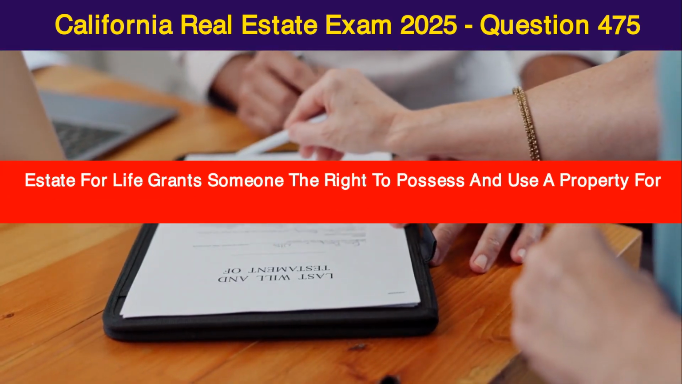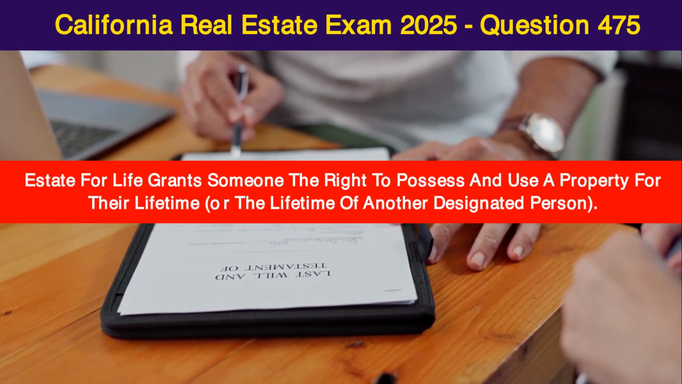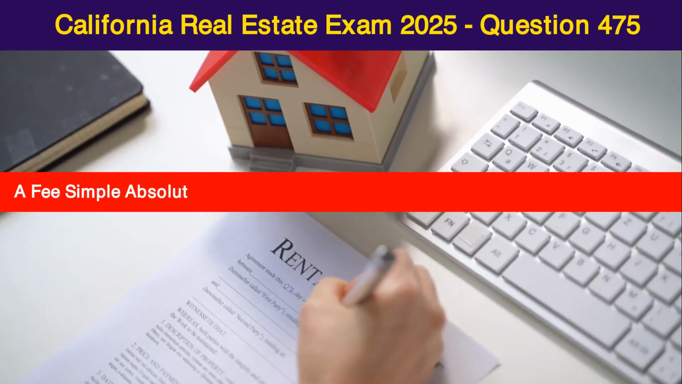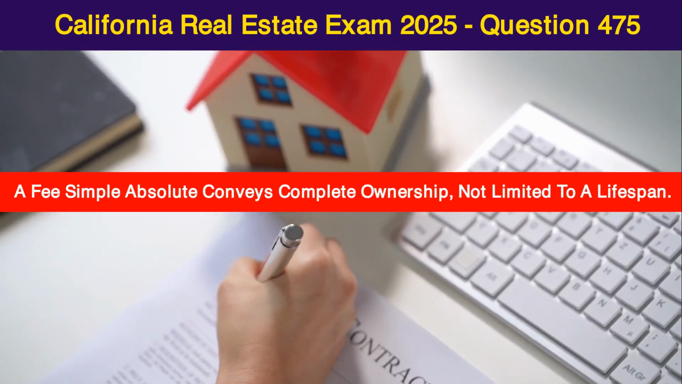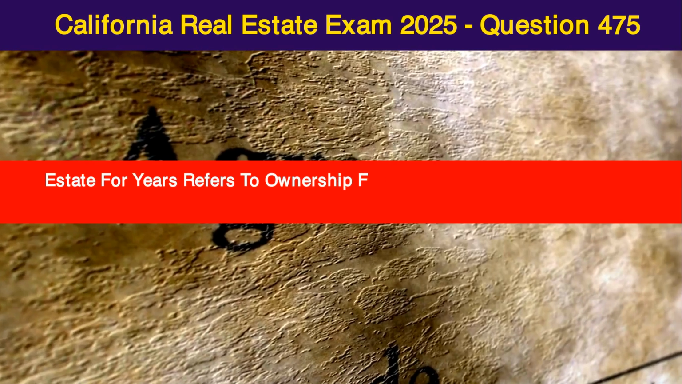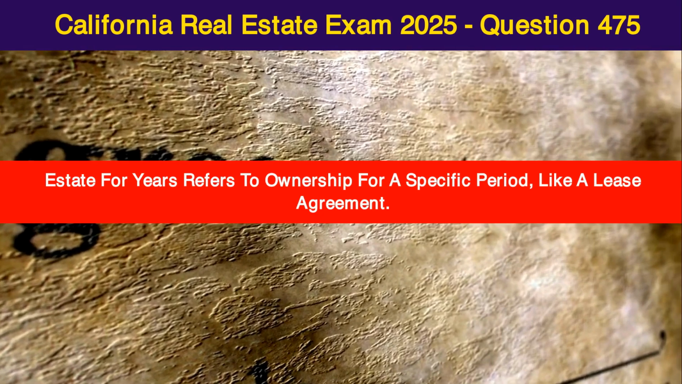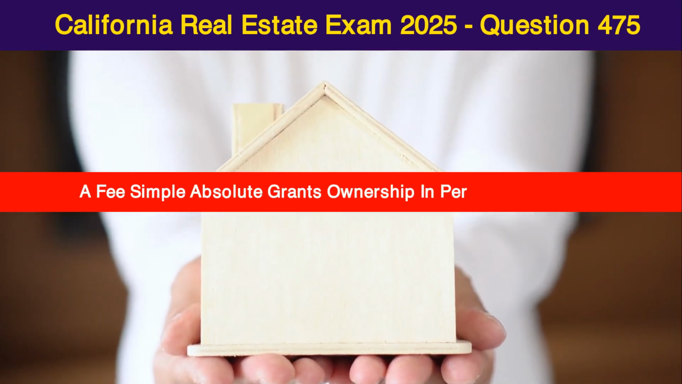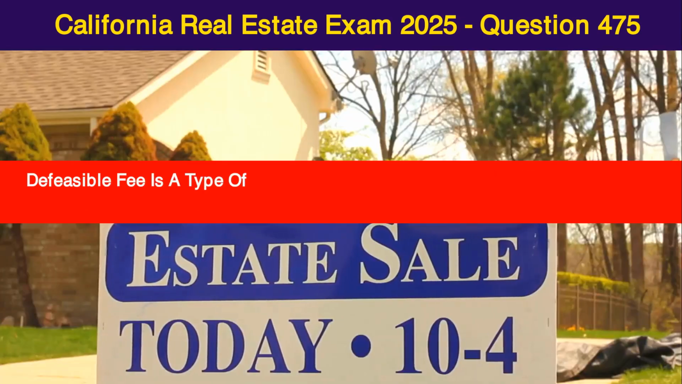Estate for life grants someone the right to possess and use a property for their lifetime, or the lifetime of another designated person. A fee simple absolute conveys complete ownership, not limited to a lifespan. Estate for years refers to ownership for a specific period, like a lease agreement. A fee simple absolute grants ownership in perpetuity, forever.